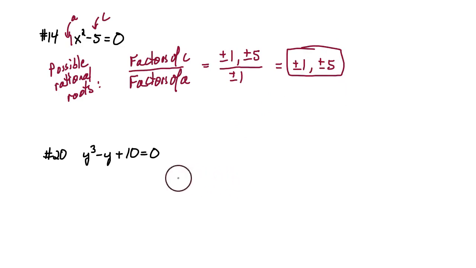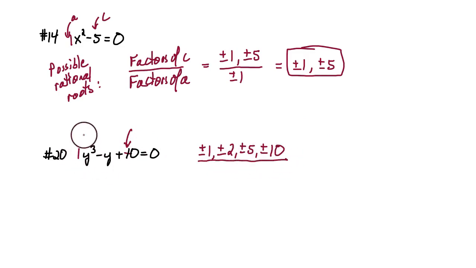Number 20 is the same directions. So the leading coefficient is 1 and the constant term is 10. So we want to do the factors of the constant term, that's plus or minus 1, plus or minus 2, plus or minus 5, and plus or minus 10. All of the numbers that divide into 10. And then divide them by all of the factors of the leading term, which are positive or negative 1. This combined form is really talking about plus or minus 1, plus or minus 2, plus or minus 5, and plus or minus 10. 8 possibilities.